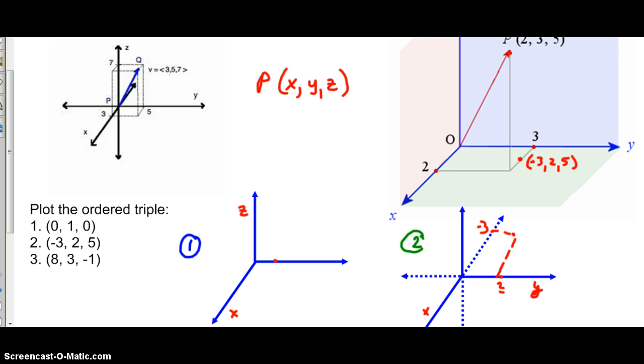Okay, I want you to go ahead and try number 3. Try to draw that point. Go ahead and draw your 3D dimensions on your page and try that, and then pause the video and come back.